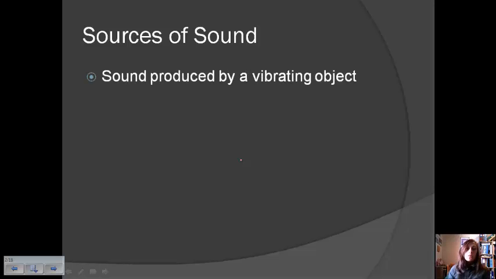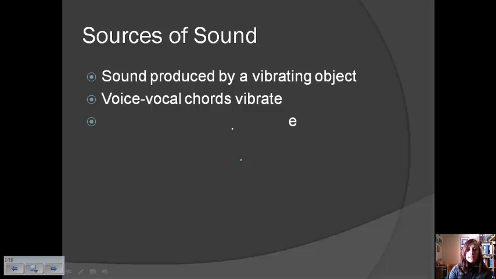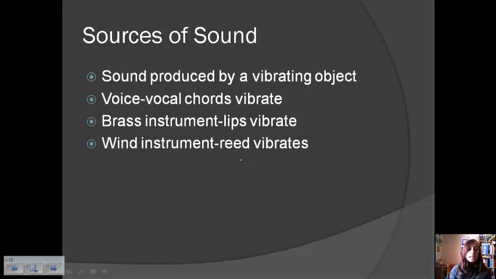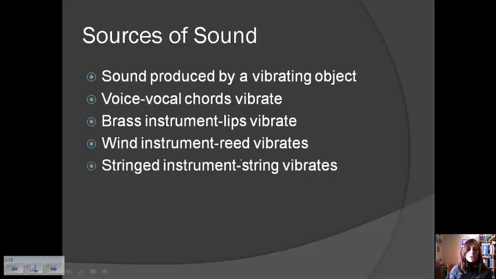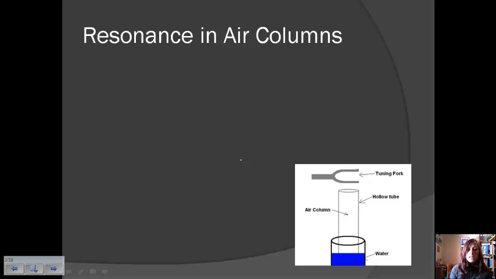So let's first talk about sources of sound. Sound is produced by a vibrating object. So something needs to oscillate back and forth in order to produce sound, and there's lots of ways that you could do this. With your voice, your vocal cords vibrate, and that produces that change in pressure, which causes sound waves. For a brass instrument, your lips would vibrate on the mouthpiece, which then produces the sound. For wind instruments, like clarinets and saxophones, the reed will vibrate. For stringed instruments, it's a string, like a guitar.